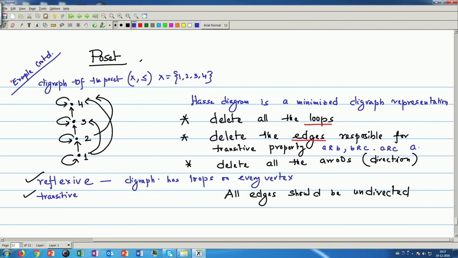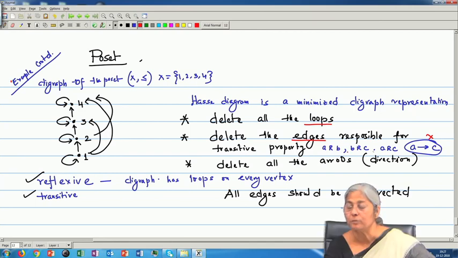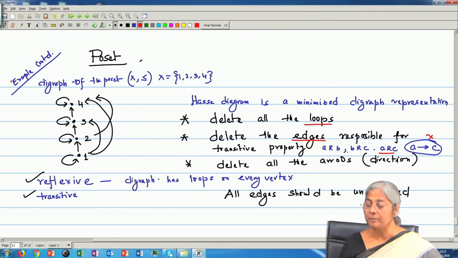So, A to C we will delete this, we delete A to C, since we already have A to B and B to C. So, we do not give the arrow A to C.